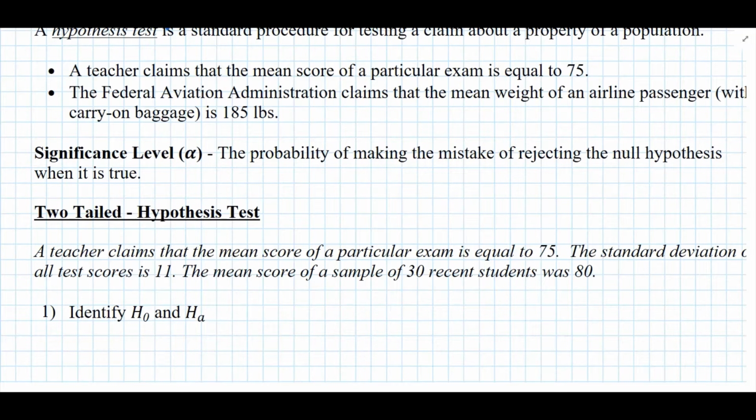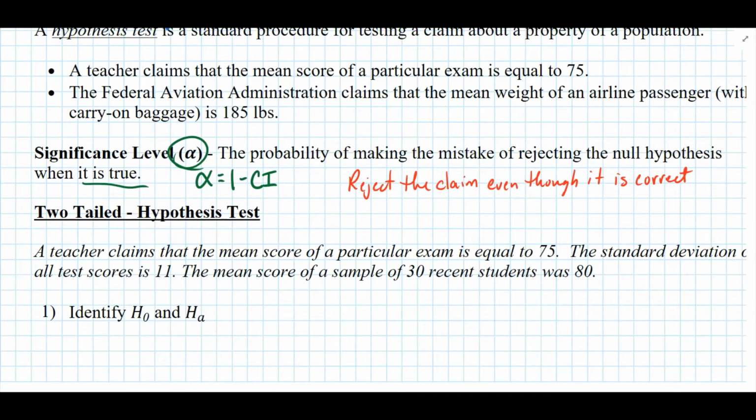One element necessary to consider when testing a hypothesis is the significance level, alpha. Recall that alpha is the complement to the confidence interval, and in this case, it represents the probability of making the mistake of rejecting the null hypothesis when it is true. This means that we reject the claim when it is actually correct for the population. This is a mistake that we would like to avoid, known as a type 1 error in statistics.